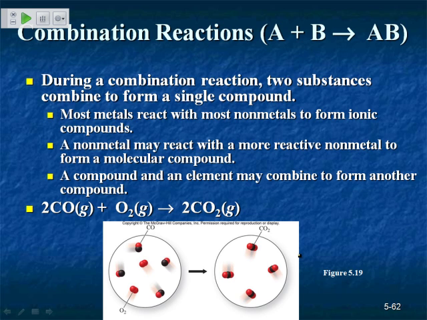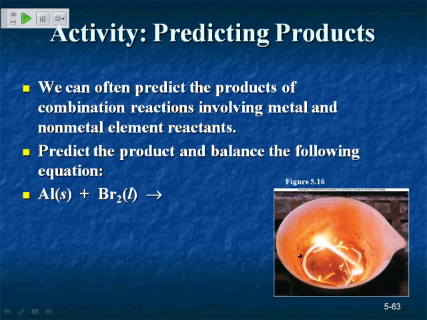Now what we are shown here is the reaction where carbon monoxide combines with oxygen and forms carbon dioxide. So that is a compound and an element combining to form another compound, the last case. Okay. So if you look at that reaction, just showing the picture, you have carbon monoxide and oxygen, O2 gas, and the product is carbon dioxide gas. So that is an example of a combination reaction.